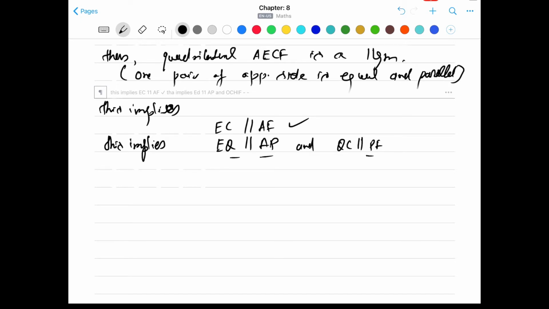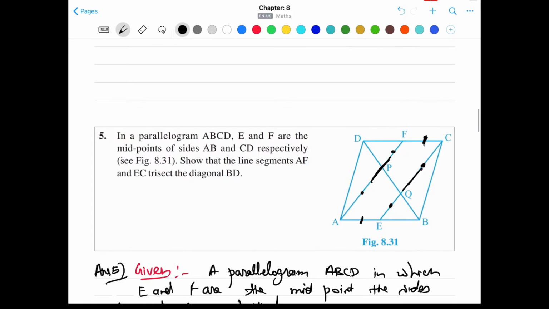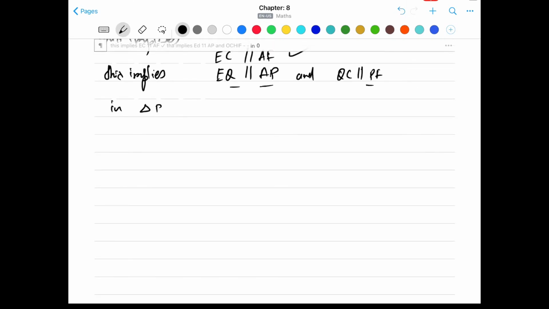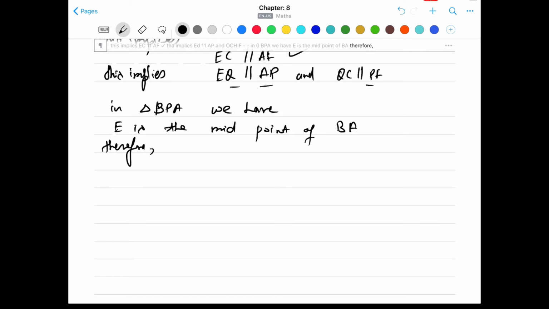Now come to the triangle BAP, this one. In this triangle you can see that if these two sides are parallel and E is the midpoint, then Q will also be the midpoint of the side PB. So we'll write, in triangle BPA, E is the midpoint of PA, therefore what we get is that EQ is parallel to AP. This is by converse of midpoint theorem.